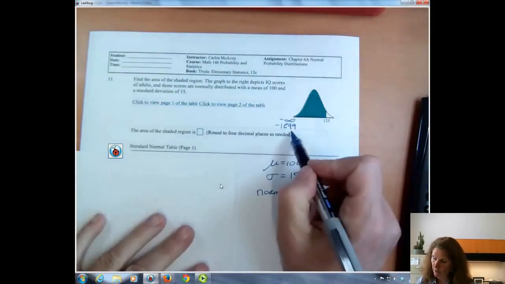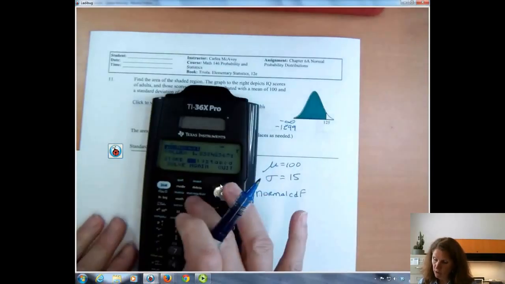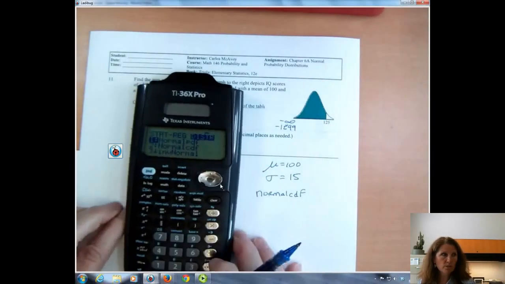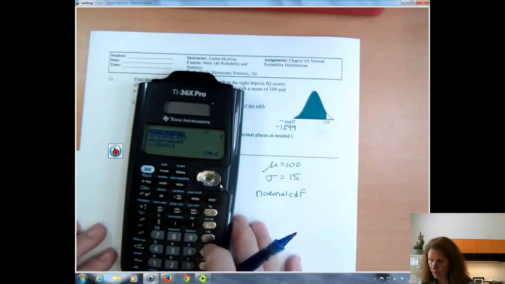So this is the left and this is the right. So let's go in and do that. Going over to distribution and going down to number 3. You can just hit 3 on your calculator. You can scroll down to 3. It doesn't matter.